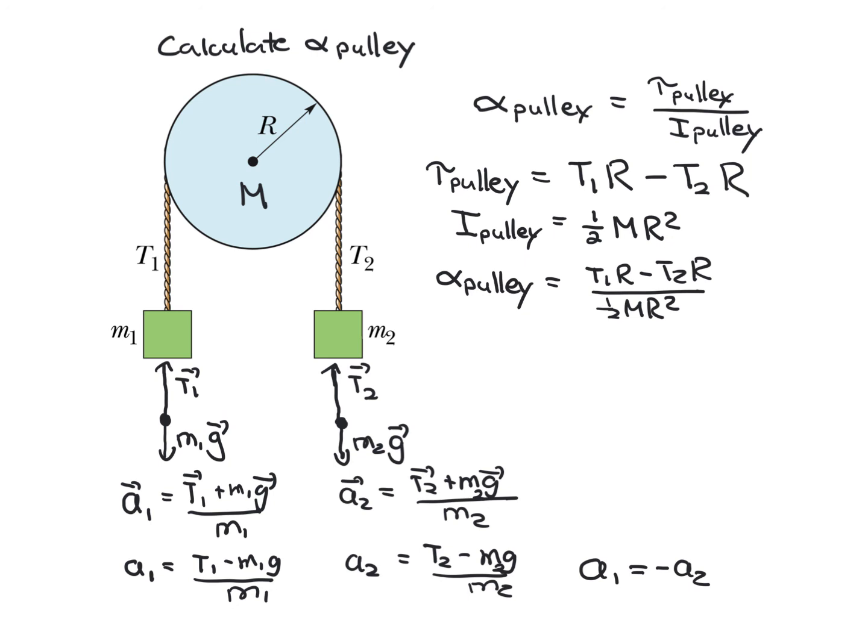I just wanted to give you a sense of how introducing a simple thing like making the pulley massive needs to be dealt with in problems of this sort. So that is it for this worked example.